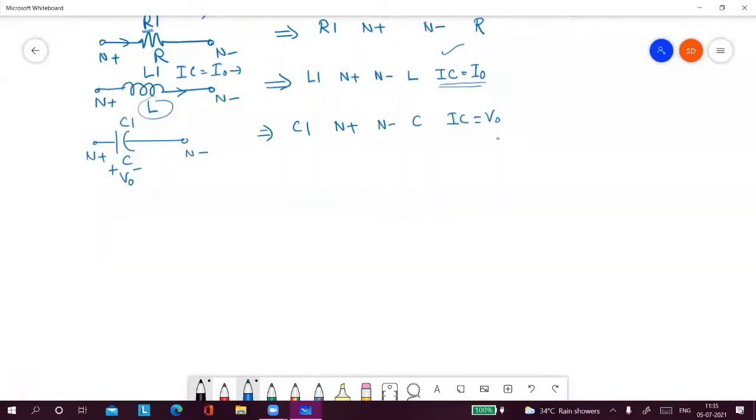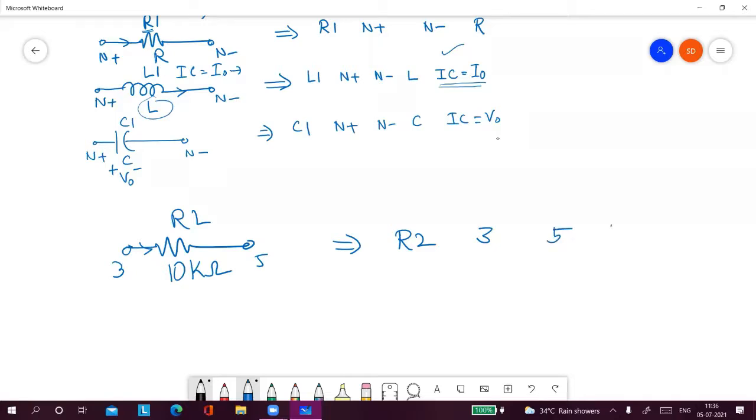Say for example, you have a resistance R2 of value 10 kilo ohm connected between nodes 3 and 5. Then the SPICE statement for that resistance will be R2 3 5 10k. You don't have to write ohm here, because once you write R, SPICE will by default consider its unit as ohm.